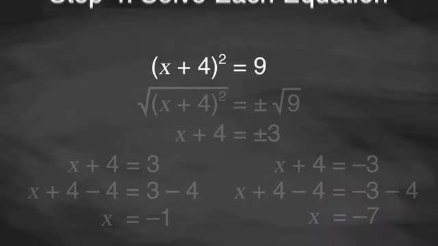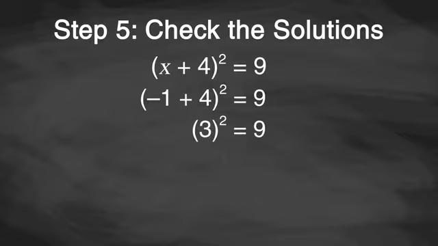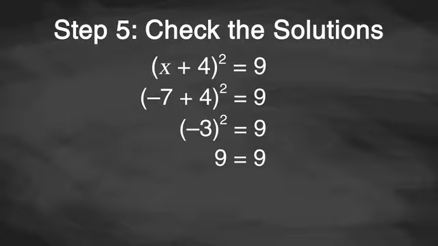Step 5. Check the solutions. Substitute negative 1 in for x. Negative 1 plus 4 equals 3. 3 squared is 9. 9 equals 9, so this solution works. Substitute negative 7 in for x. Negative 7 plus 4 equals negative 3. Negative 3 squared is 9. 9 equals 9, so this solution works.